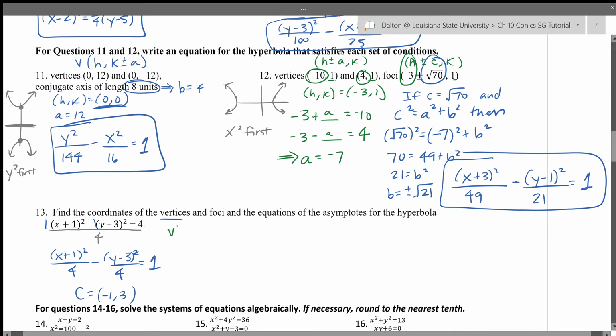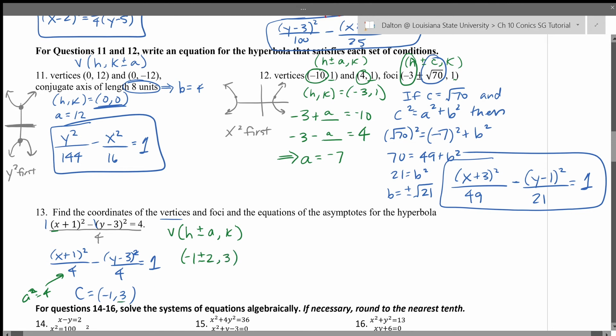One of our formulas, the vertices in a hyperbola that has, notice our x term is squared first, is going to be h plus or minus a, comma, k. So we just need to substitute in this information. H is -1 plus or minus a. Well, if a squared is 4, then that means a must be 2. So -1 plus or minus 2, comma, k is 3.